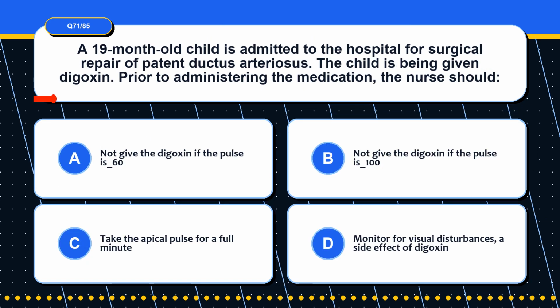Question 71. A 9-month-old child is admitted to the hospital for surgical repair of patent ductus arteriosus. The child is being given digoxin. Prior to administering the medication, the nurse should, here are the options. Option A. Not give the digoxin if the pulse is 60. Option B. Not give the digoxin if the pulse is 100. Option C. Take the apical pulse for a full minute. Option D. Monitor for visual disturbances, a side effect of digoxin.